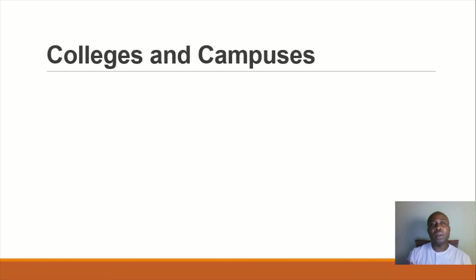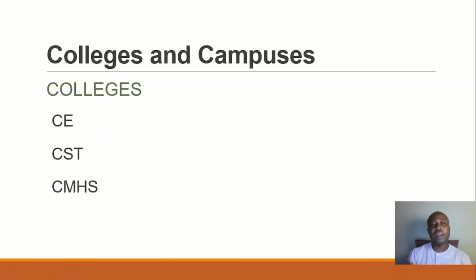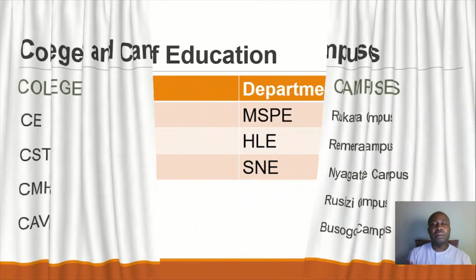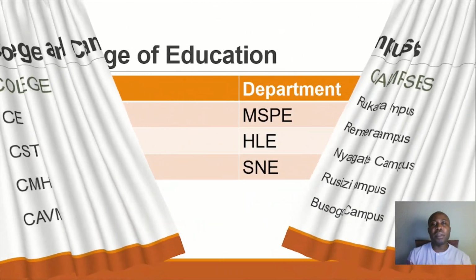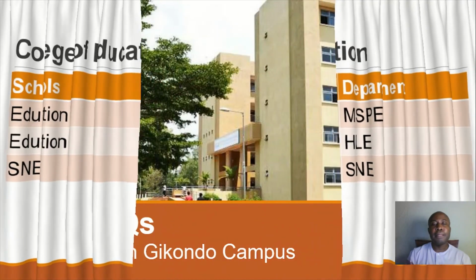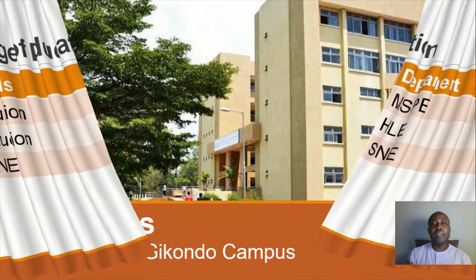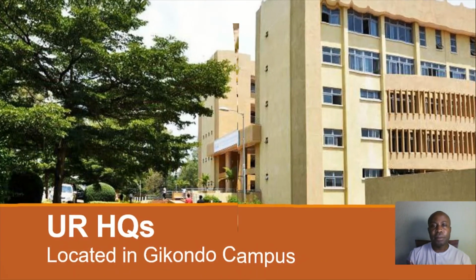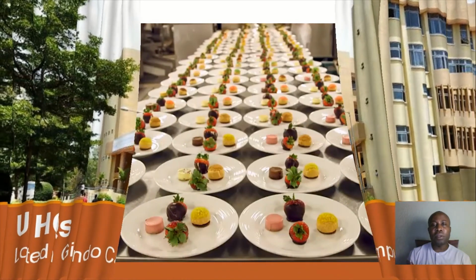Then you will be telling them about colleges and campuses. So you start with the colleges. The first one is, second, third, fourth, and so on. Then you tell them about campuses. Then you tell them about the College of Education, specifically schools and departments. You let them have a look at how the headquarters of UR is like. This is the video which should start automatically.